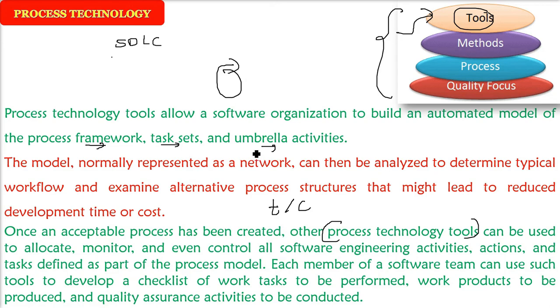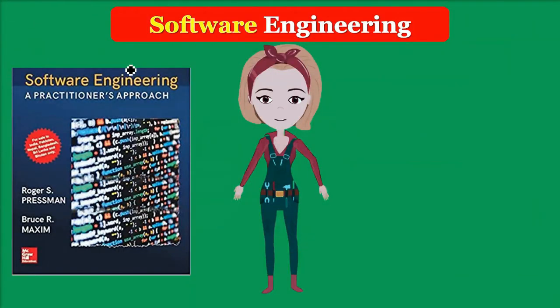And here we are talking about each member of a software team who can use these tools, the top layer, to develop a checklist of work they have performed, work products they have produced, and what quality assurance activity is to be conducted. So you just have to know, with this discussion, we are talking about the tools that will help you to put these software engineering activities into the software development, because it is all about time and cost management. So this is all about this discussion.